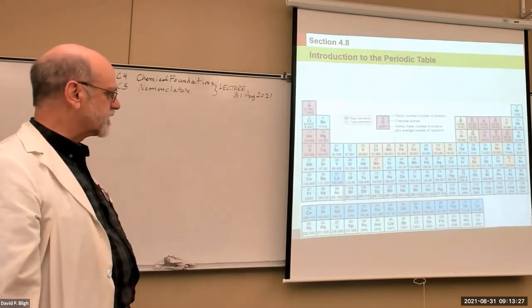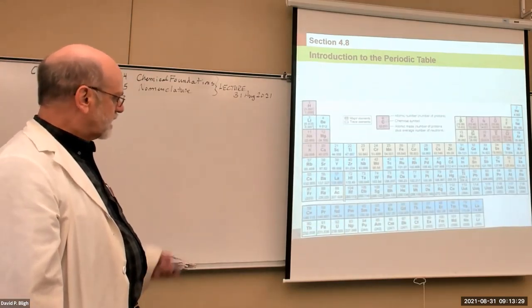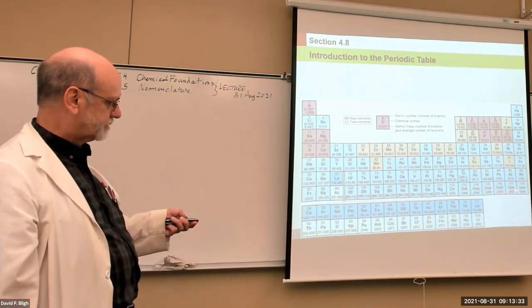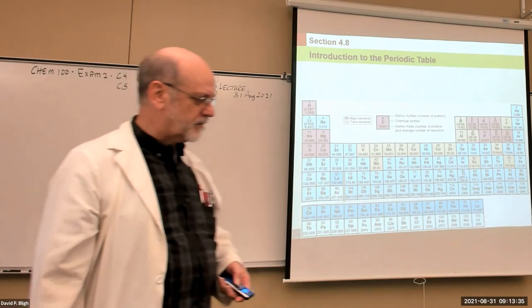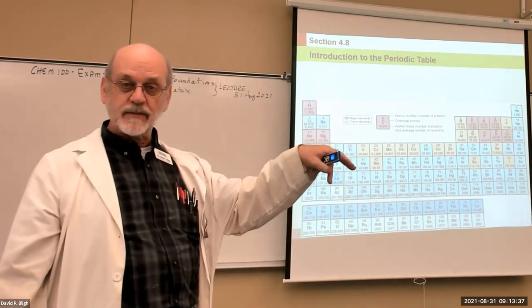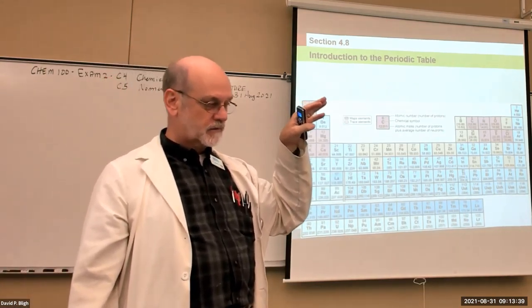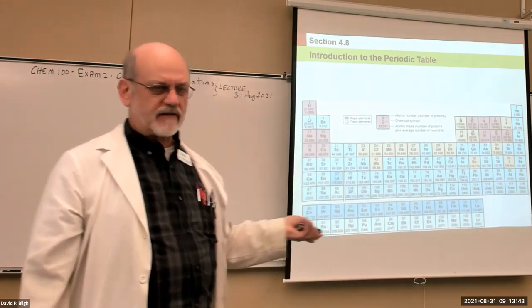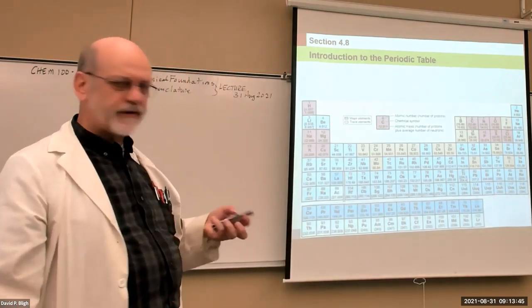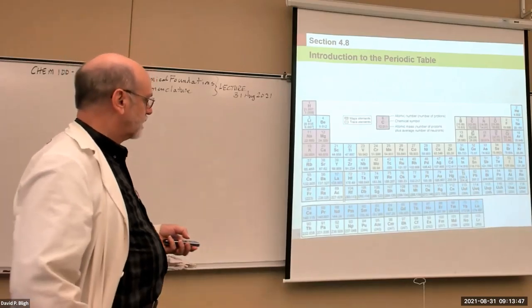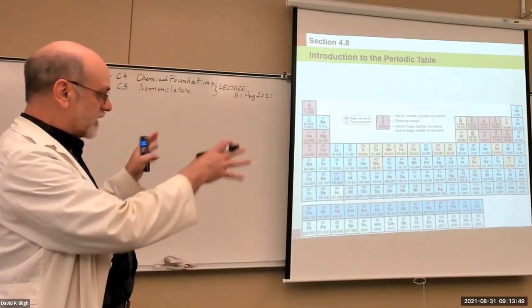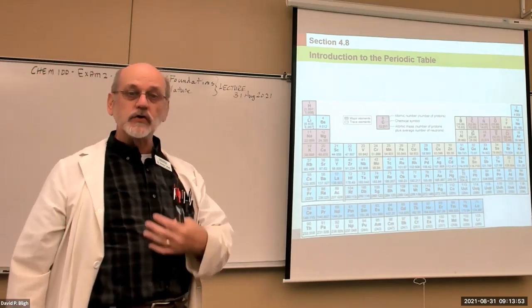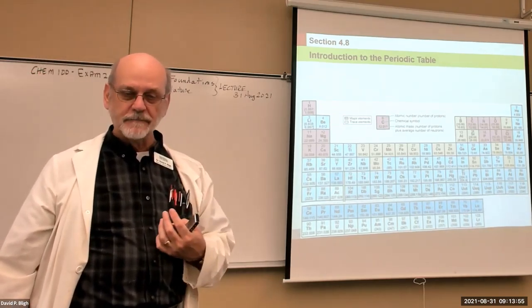Okay, so this is what our table looks like now, except these placeholders have real names. And I've placed those in that table with the red squares. You don't have to memorize any of them, but they're there. And the table is organized this way so that we can use it to extract information.